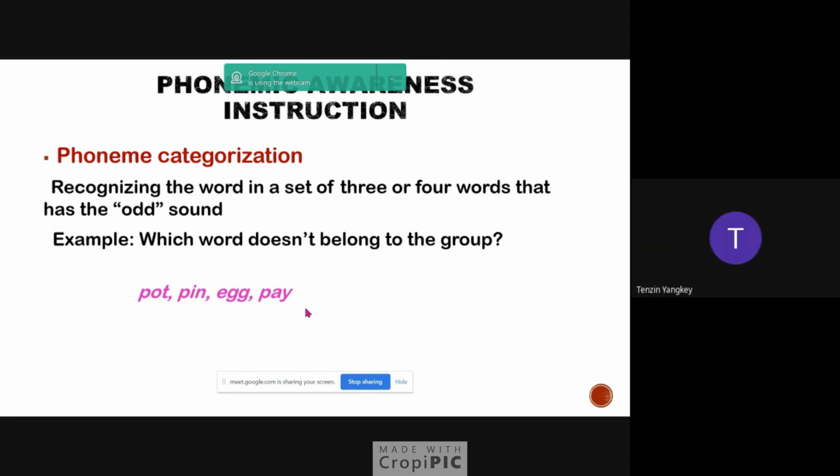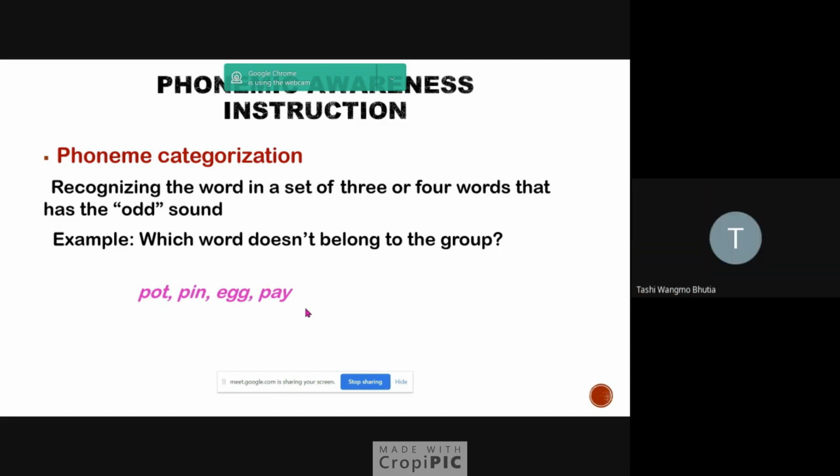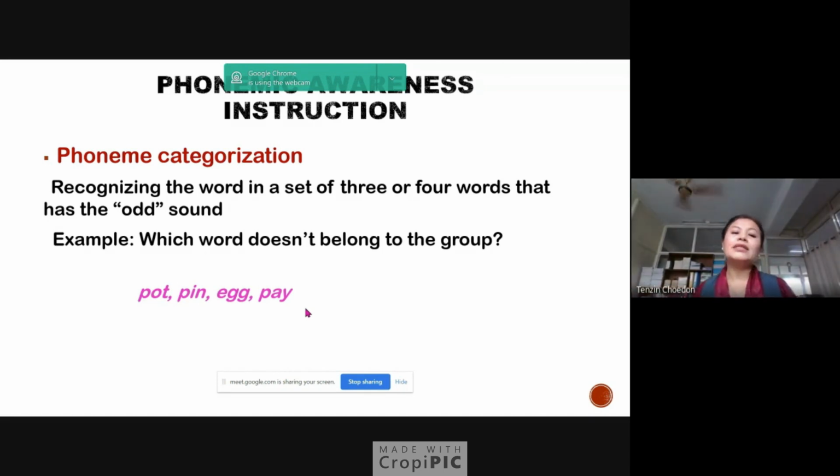Egg. Okay, what made you say that? Because egg is different only in the first sound. Yes. So what we can hear is pot, pin, egg, pay. Except egg, all the other 3 words start with the same sound, right? So that is why egg doesn't belong to this group. So this is categorization. We categorize: these together belong to the same group, these belong to a different group.